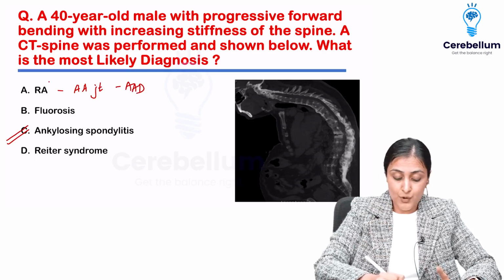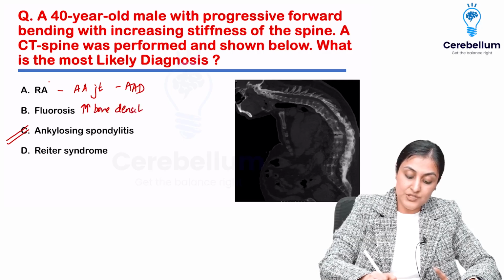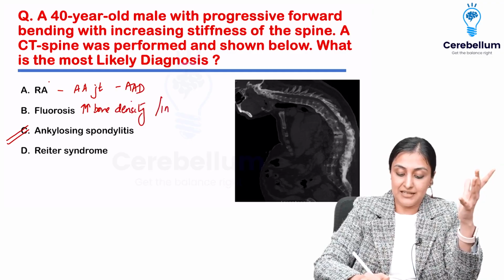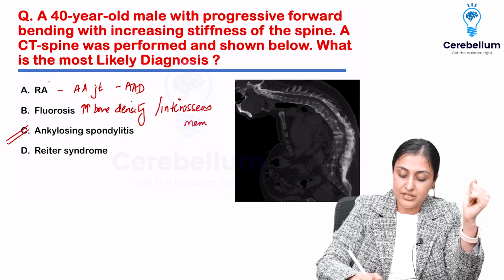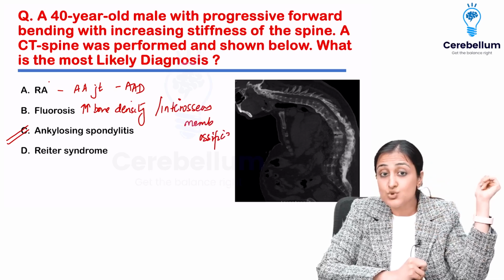spine. Fluorosis will just have increased bone density of all the bones. A hallmark of fluorosis is the interosseous membrane, syndesmosis. So the interosseous membrane ossification is the hallmark of fluorosis. You are not going to be seeing fusion.